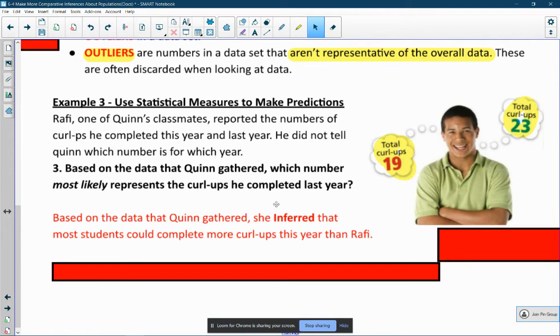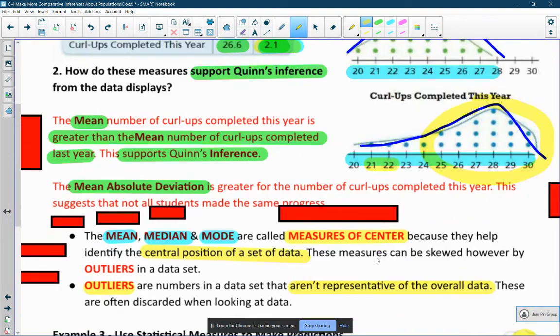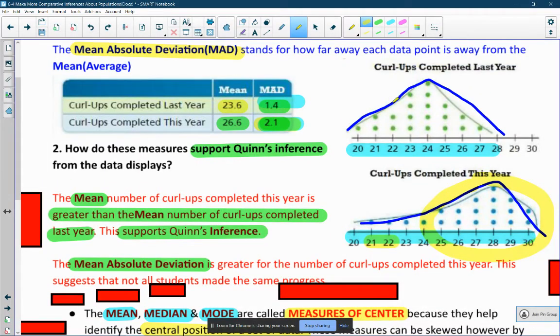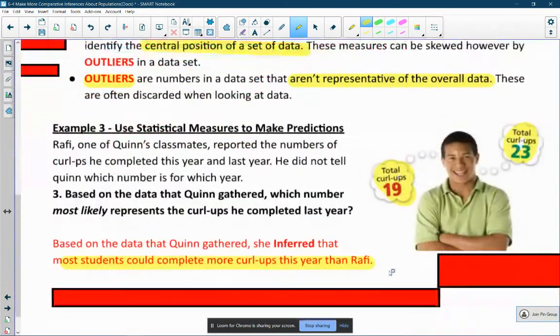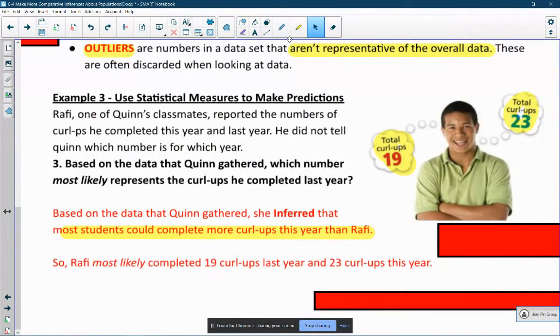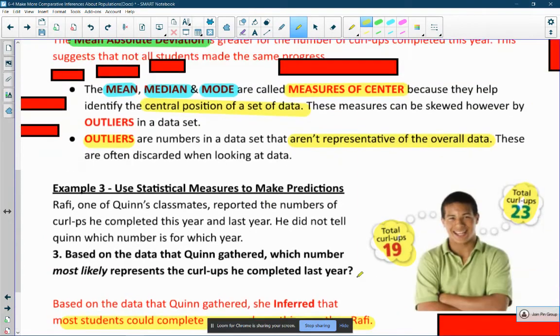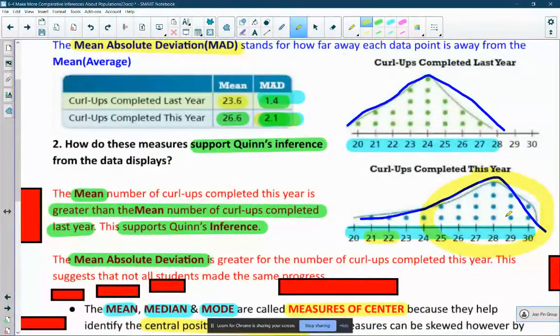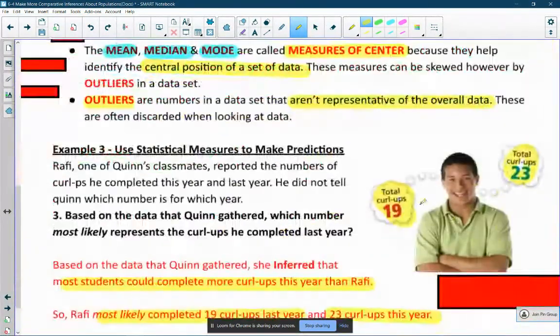Based on the data that Quinn gathered, she inferred that most students would complete more curl-ups. So they went up. What we can say is Rafi most likely completed 19 curl-ups last year and then 23 curl-ups this year. We're using a model. We see that more people completed it this year than last year. So we're going to say the lower number is last year, the bigger number is this year.